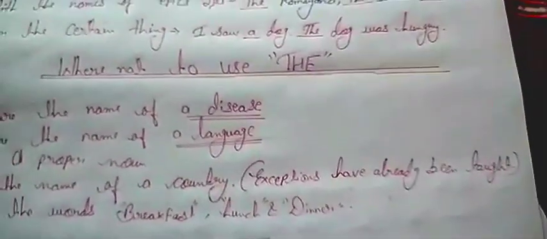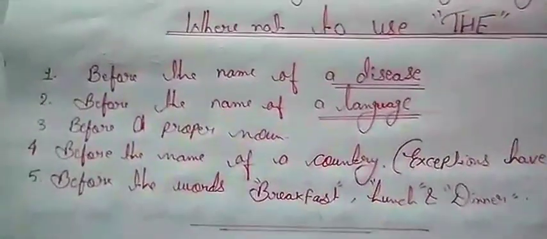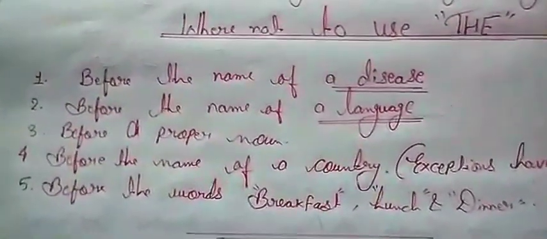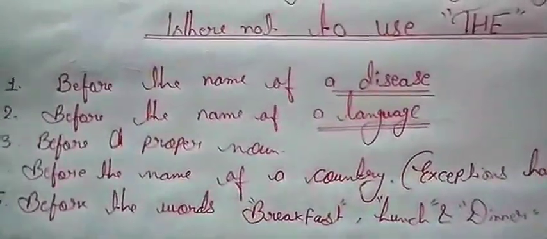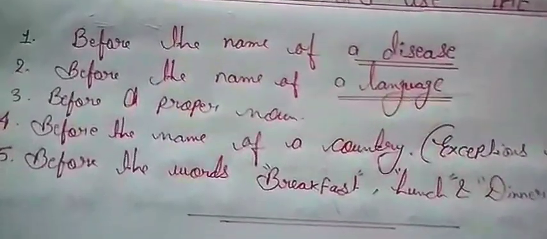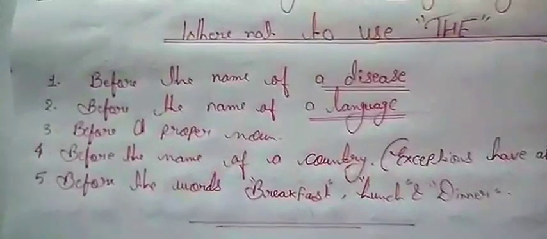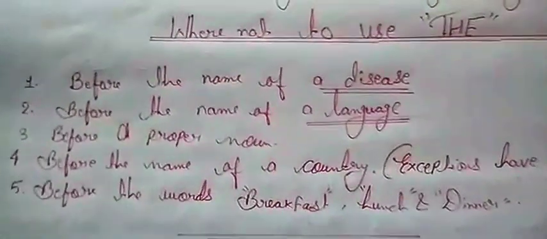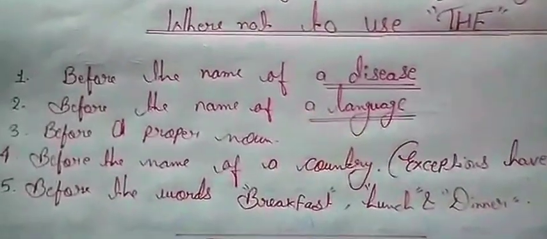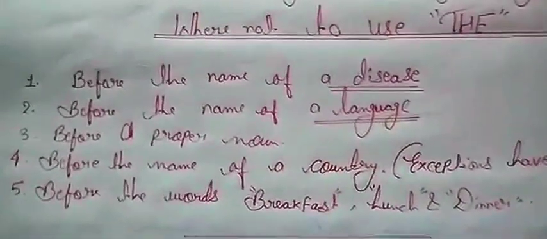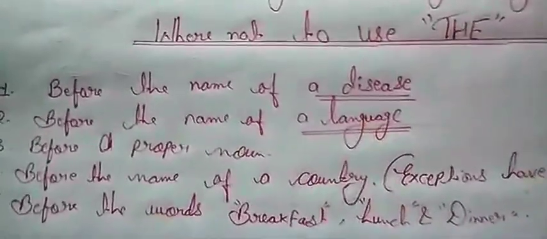Exceptions have already been taught. Apart from the exceptions we have already seen, for any other countries, like we can't use the article the before India, before England, because these countries are not having those conditions which we have seen. Before the words breakfast, lunch and dinner. And one more condition is there: before the hospitals or the schools we can't use the article the. I hope you might have understood this. Kindly learn and understand it again.